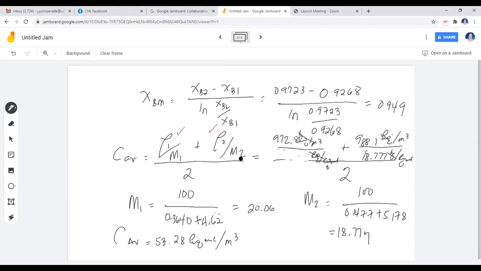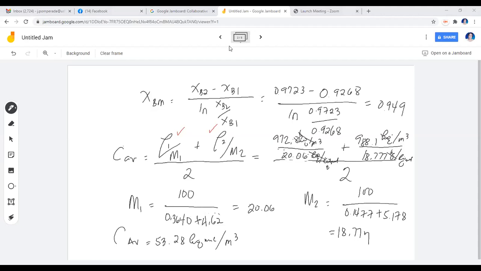So this will be now 20.06. Your 972.8, we divide by 20.06 and we add it to 988.1 divided by 18.777 and we divide it by 2.